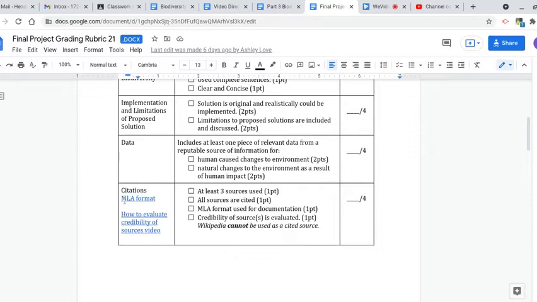The citations need to be in MLA format. You need to use at least 3 sources. All sources need to be cited. The MLA format needs to be used for documentation, and the credibility of the source needs to be evaluated. That means you need to do the CARP test for every single source. I'm now going to go over both MLA and the CARP test quickly.